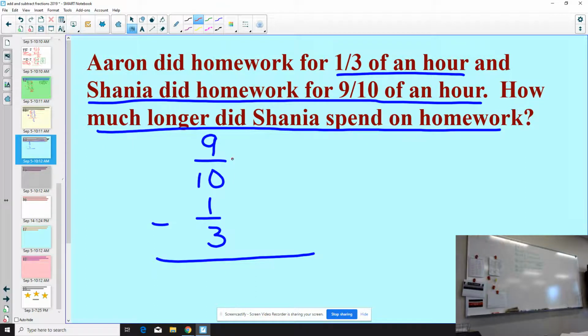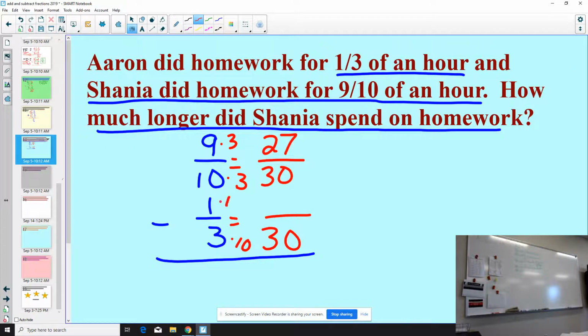Okay, now that you're done, let's check your denominator. So the number that 3 and 10 both go into, the least common denominator, is 30. 10 times 3 is 30. 9 times 3 is 27. So if you have 27/30 for your first fraction. 3 times 10 is 30. 1 times 10 is 10. Now we're subtracting, so we're going to take 27 minus 10 to get 17 thirtieths. So see if you have 17 thirtieths. That is in simplest form.